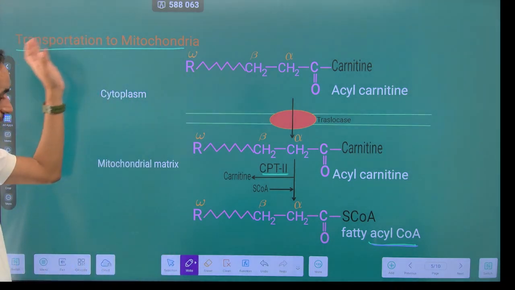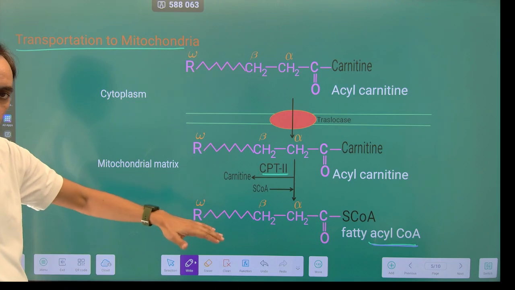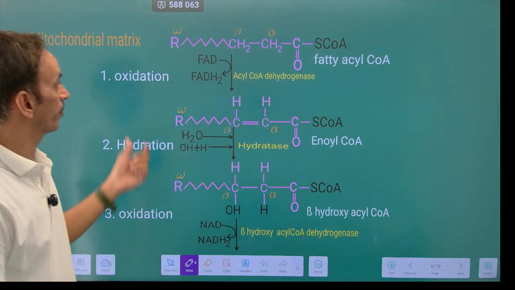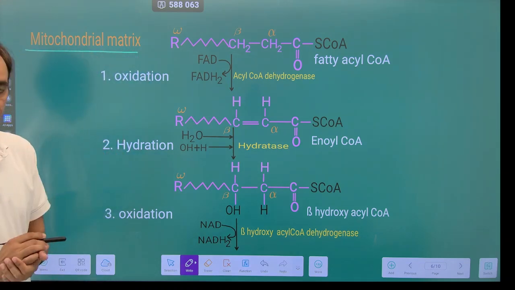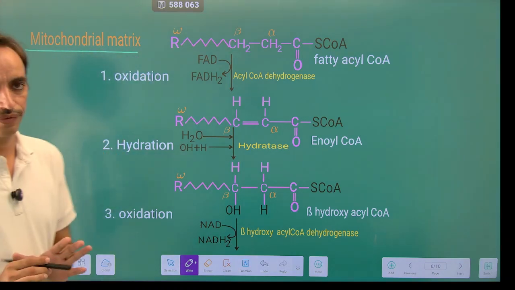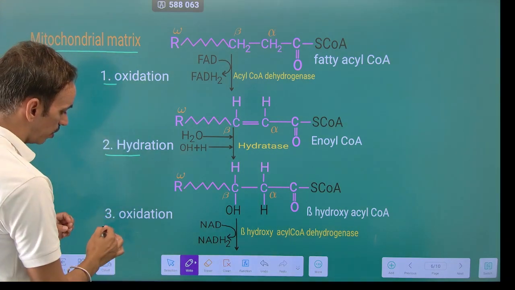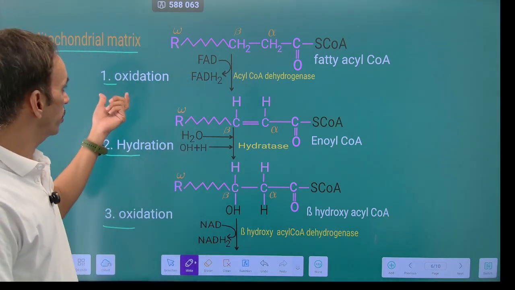So the second step is the transportation of the acyl chain into the mitochondrial matrix. Next are the reactions which occur within the mitochondrial matrix. There are four important reactions: oxidation, hydration, oxidation and thiolysis. First we talk about the oxidation.